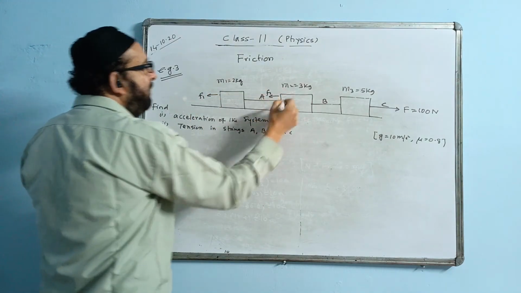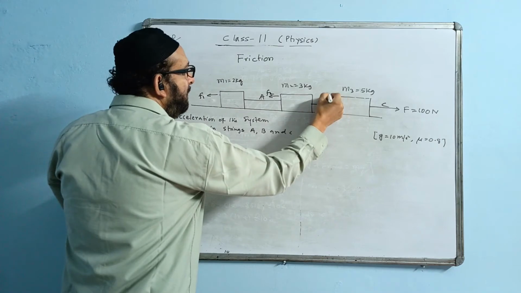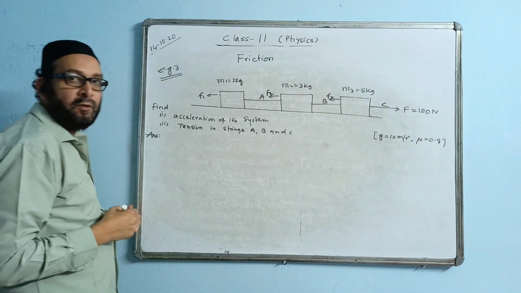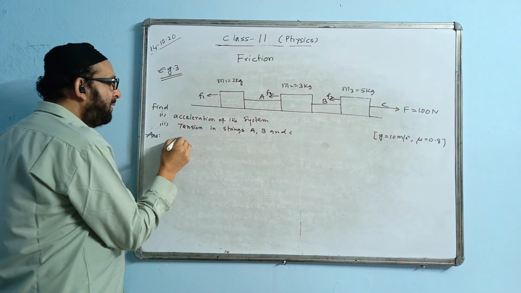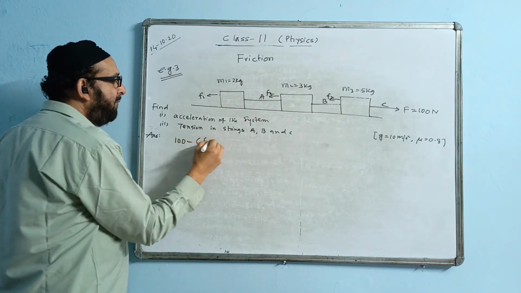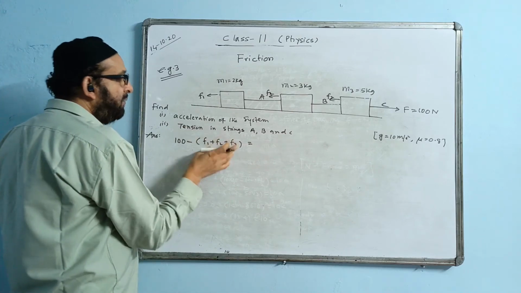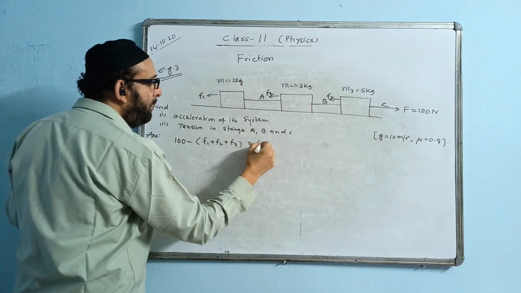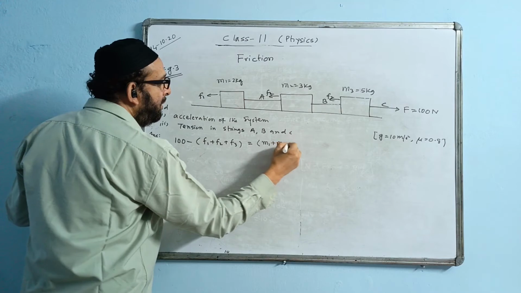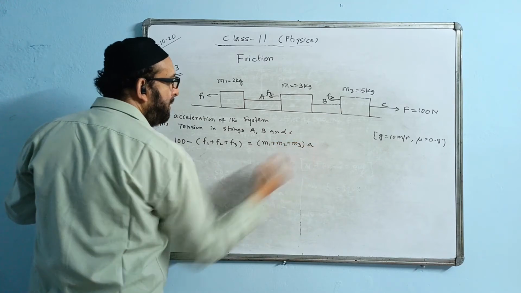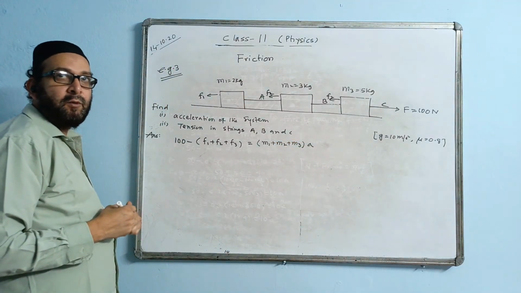Friction of this will act like this, F2. Friction of this will act in this direction, F3, opposite to the motion. So I will get the equation as 100 minus (F1 plus F2 plus F3). This, minus the friction of all the three blocks, will produce motion in all the three blocks: M1 plus M2 plus M3.